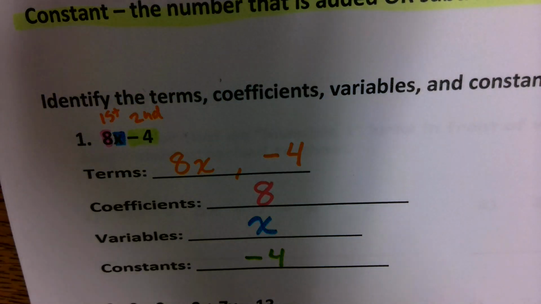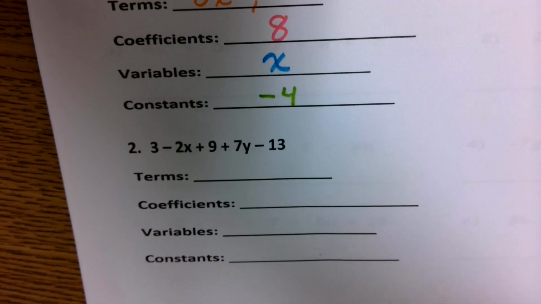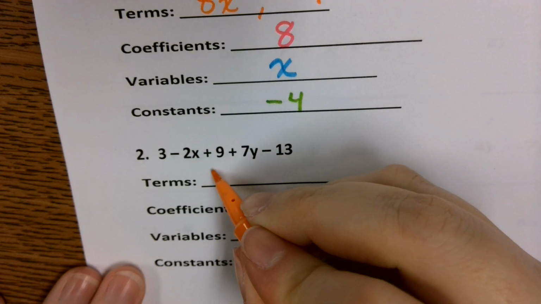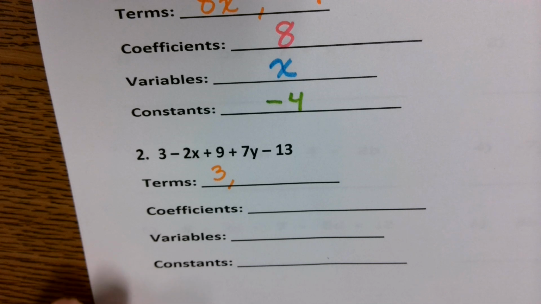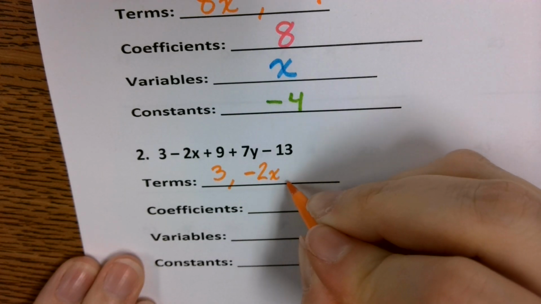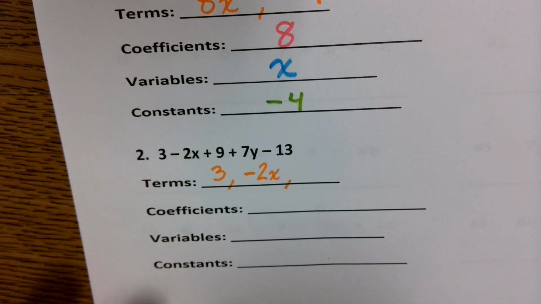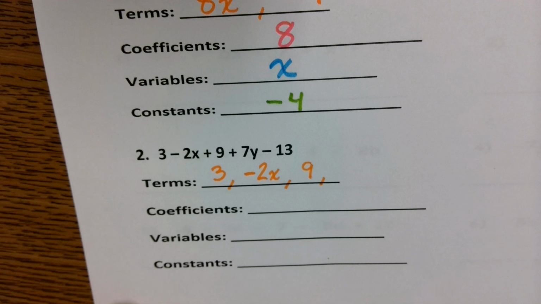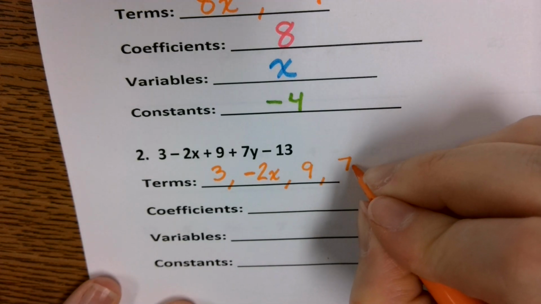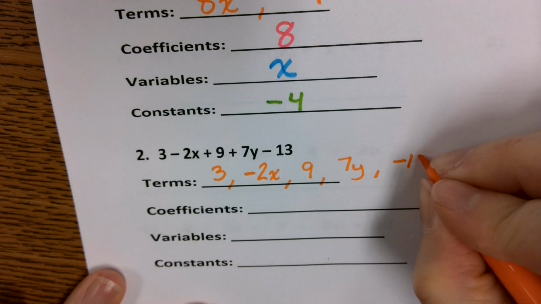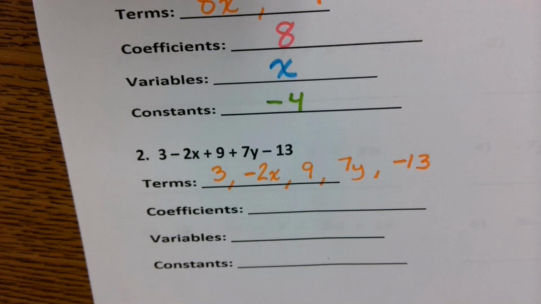Now let's take a look at number 2. My terms, let's start from the very beginning. What's the first term? 3. Go ahead, you guys can shout it out. We've got 3, that's our first term. What's our second term? Negative 2x. What's our third term? Positive 9. I can just put 9. Fourth term, 7y. It's a positive 7y. And then negative 13. That's our last term. So there's our different terms.